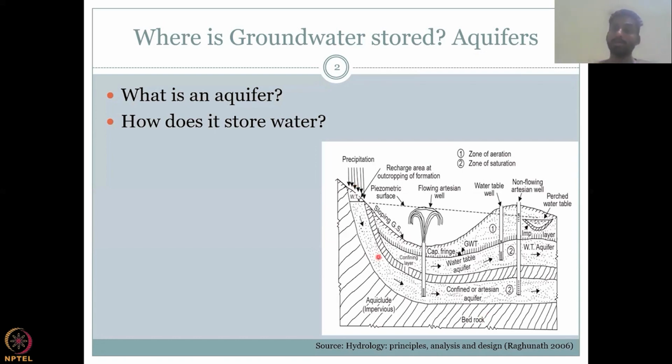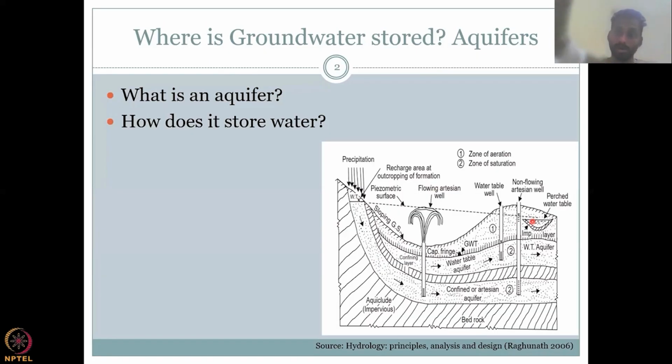So now is where different layers react differently to form zones. The first zone, as you see here, is called zone of aeration. This is the first zone that happens below the ground. So this zone has a lot of pore space, and in the space there is limited water. It's not full of water.